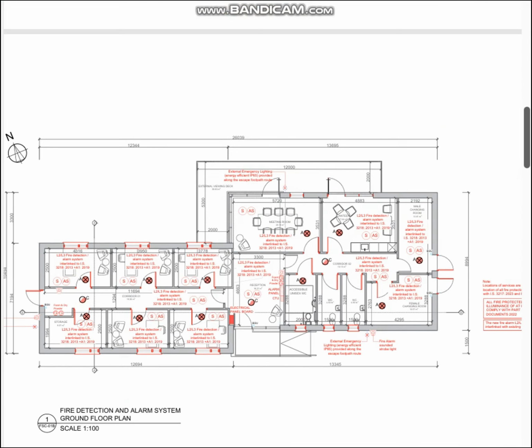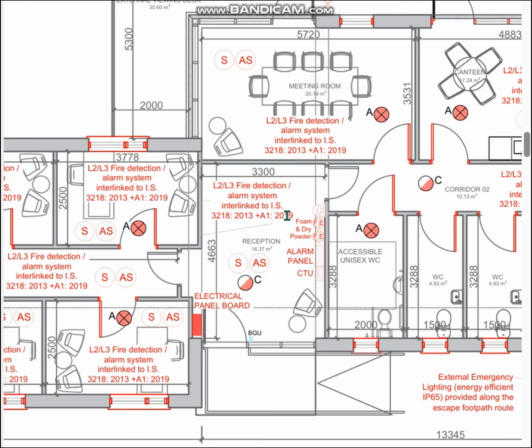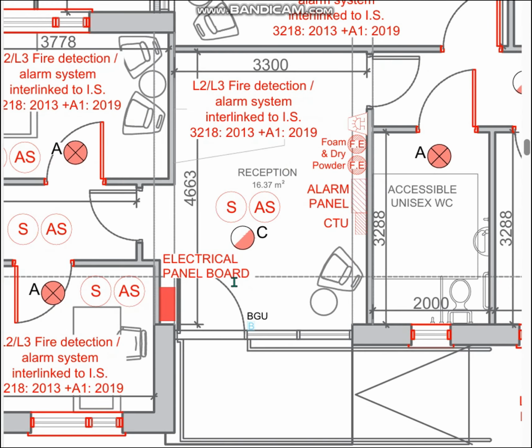The next drawing on the second sheet is the fire detection and alarm system. On this drawing, it is determined what type of fire alarm detection system is required under IS 3218, and that is dependent on the purpose group and category of the building. Indicated on this drawing is the electrical panel board, which usually is located in the main central area, and also indicated is the fire alarm CTU, which is the central test unit. This needs to be also located within the main circulation reception area.